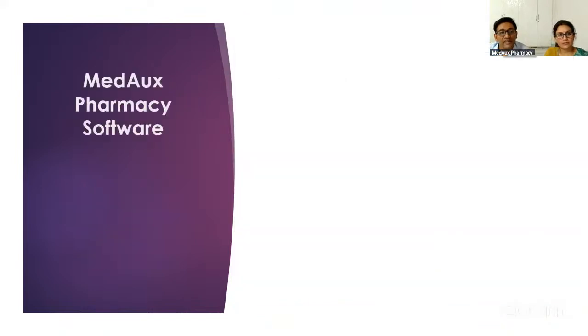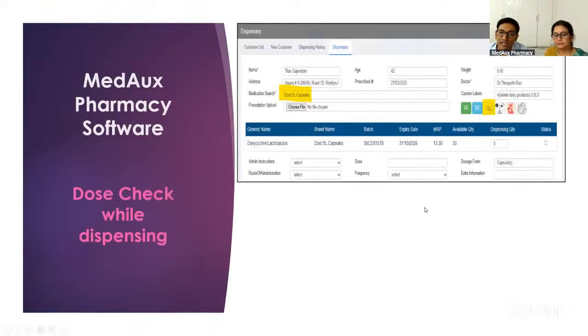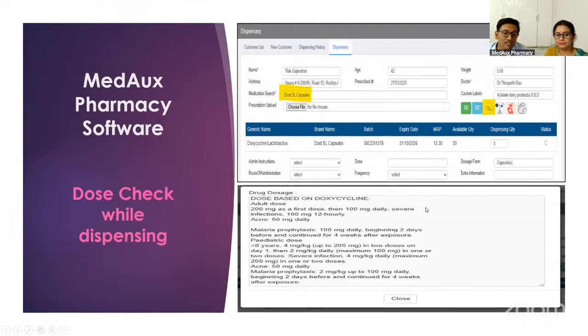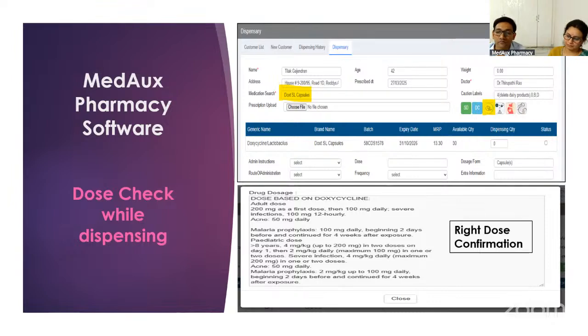The next slide is regarding the dose check while dispensing. If you see the medicine, this icon is for dose check. If you have a prescription, you can cross-check the dose of the medication, whether the doctor has written the correct dose, or even if you're doing an OTC dispensing, you can check what dose has to be given to the customer or the patient. That's really helpful. It contains every different dose for different conditions and how many days it needs to be given and that sort of thing. So you can cross verify any prescription with that. That actually helps with one of the 5 R's, which is the right dose confirmation for the patient.